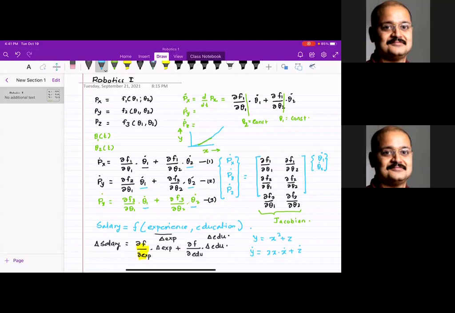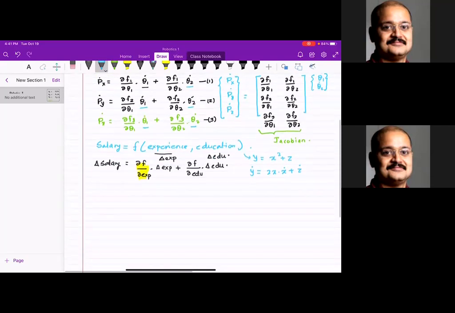So what it means is now your y, which is the dependent variable, is a function of two independent variables, x and z. So the total change in the dependent variable is nothing but the change of the function with respect to independent variable multiplied by change in the independent variable itself. Everyone understood this? Did you understand? Okay, good.